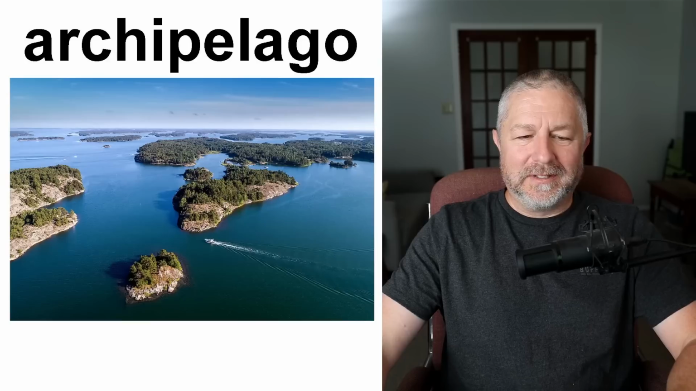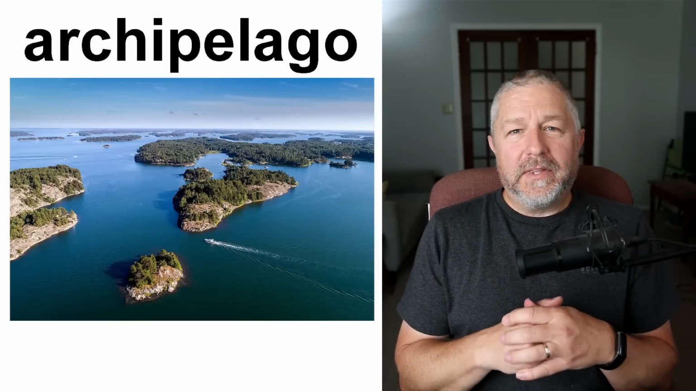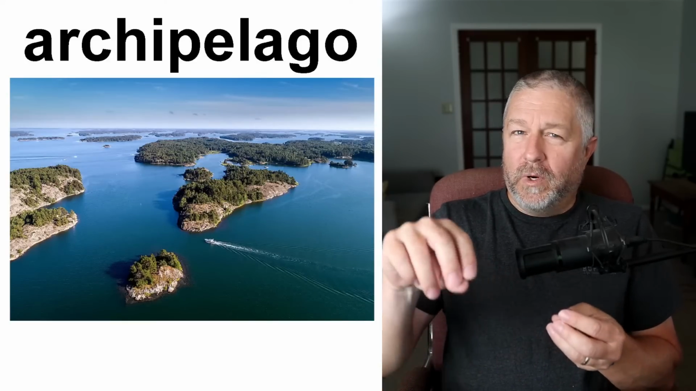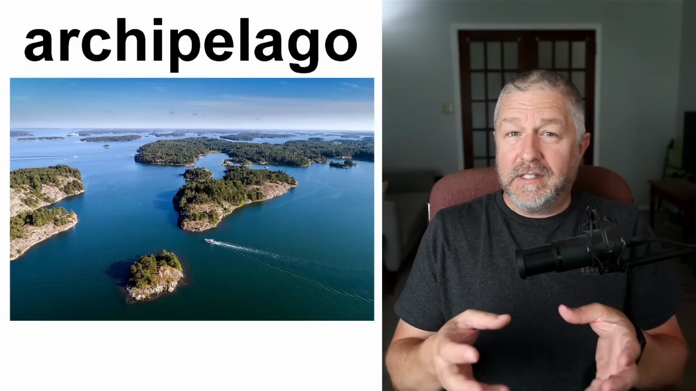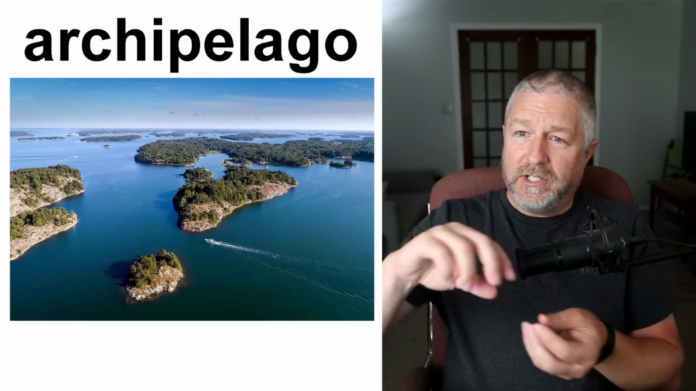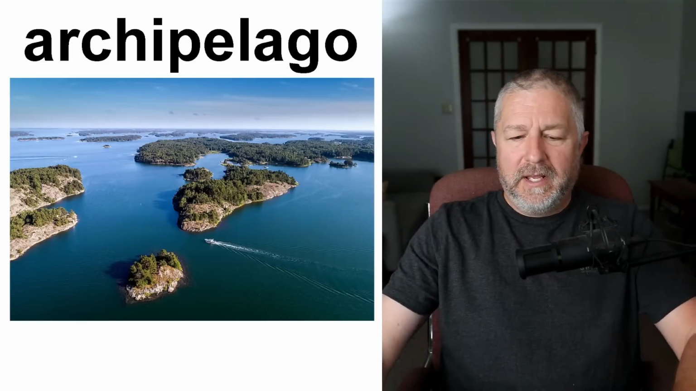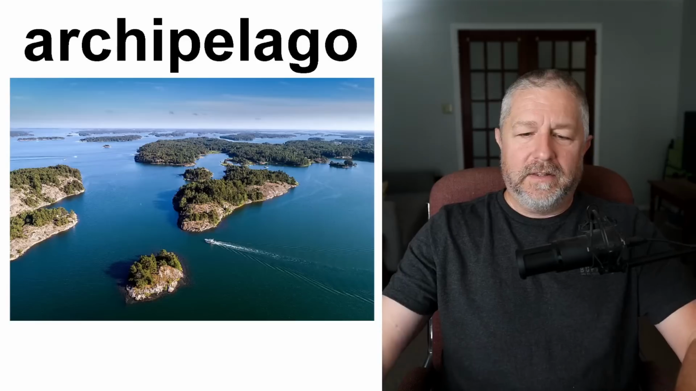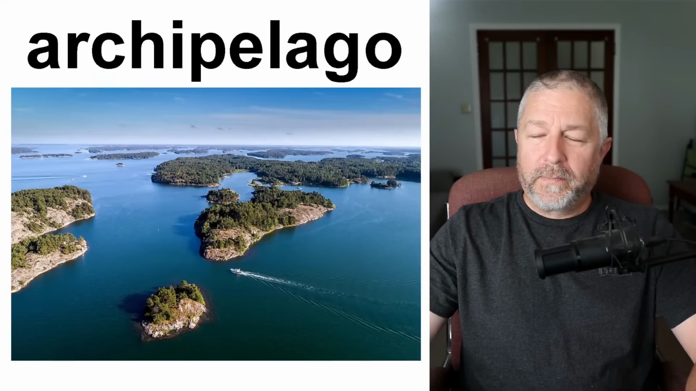An archipelago. Now, I used to pronounce this wrong. Even English speakers sometimes say words wrong, but it's archipelago. This is a series of islands, usually in a row. There are many of these in the world. Like, I'm pretty sure Hawaii is an archipelago. I think Japan is an archipelago. I think anytime you have a series of islands, this is the term you would use.